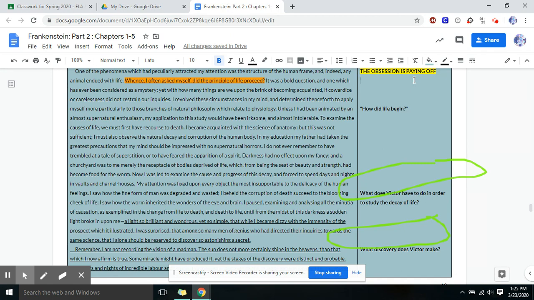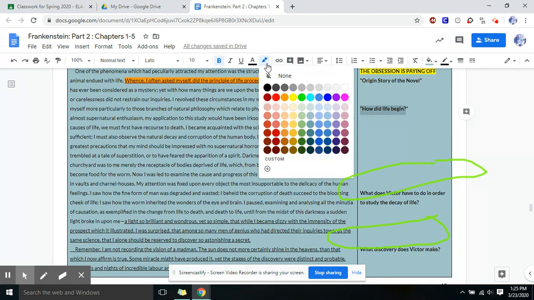So we also heard about this in the origin story of the novel. Remember, Mary Shelley thought of this novel because she and her writer friends were stuck in a cabin and decided to make a game of who could write the best scary story. And she had heard her husband and his friend talking about the principle of life. This is another way of saying, how did life begin?